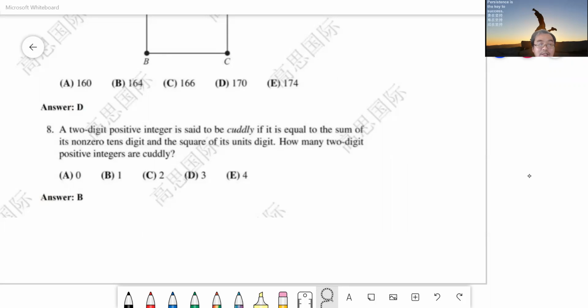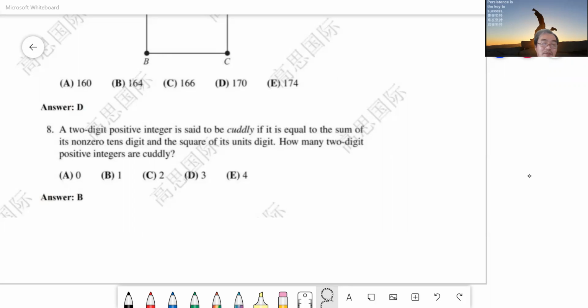Okay, let's look at question number 8. A two-digit positive integer is said to be cuddly if it is equal to the sum of its non-zero tens digit and the square of its unit digit. How many two-digit positive integers are cuddly?